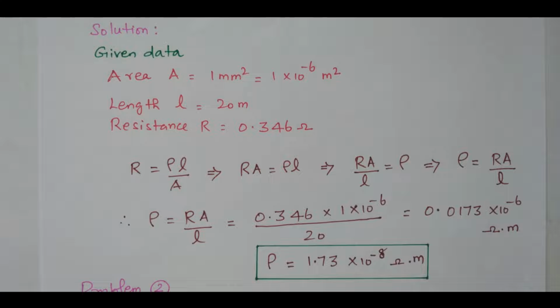Right? So this is a very simple problem. In this formula, R is available, L is available, A is available, so we can easily find the rho, resistivity. Now we'll go to the second problem.